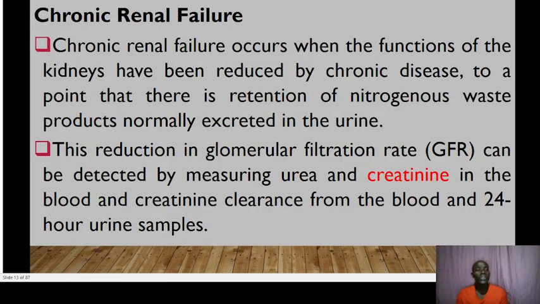So next we have chronic renal failure, guys. Chronic renal failure occurs when the functions of the kidneys have been reduced by chronic disease to the point that there is now retention of these nitrogenous waste products normally excreted in the urine. This reduction in the GFR can be detected by measuring the urea and creatinine in blood, and creatinine clearance from the blood and the 24-hour urine samples.